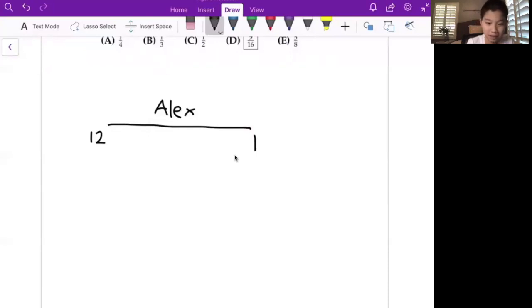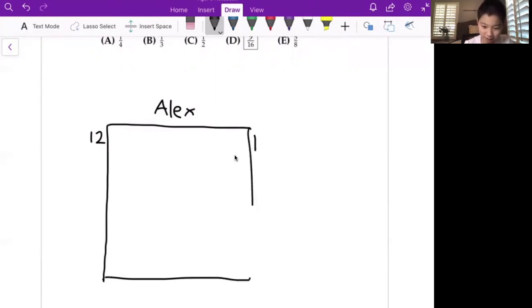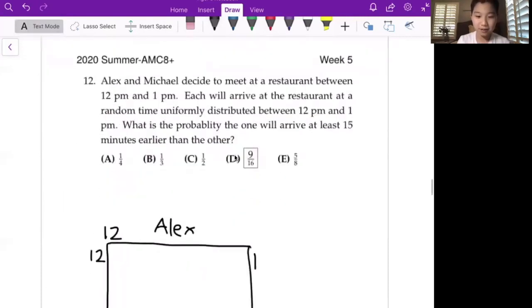What do you think will be best? Yeah, let's suppose I add this. Would this be good? No. Okay, so you should see that the best choice is this line, perpendicular. Let's draw the square then. This is 1 p.m. for Michael. Now, how do we describe the equation? How do we describe the fact that one will arrive at least 15 minutes earlier than the other?